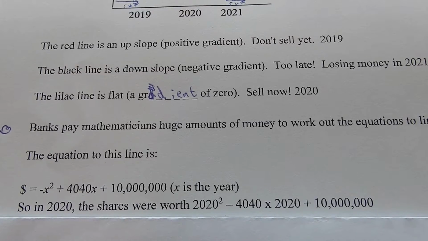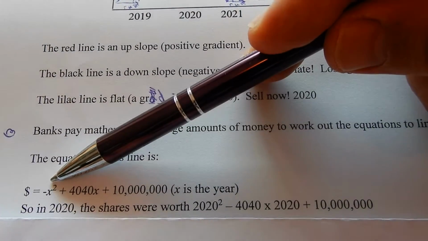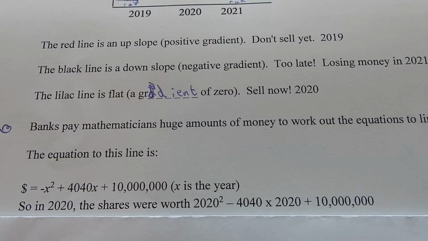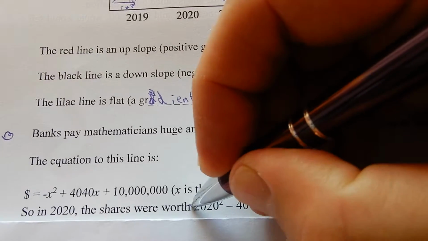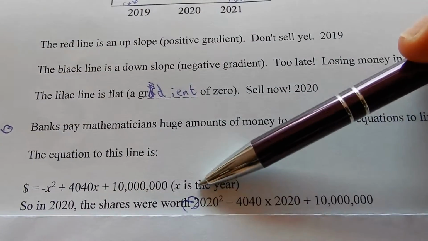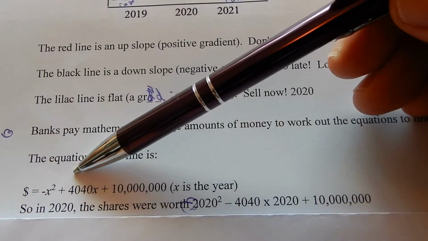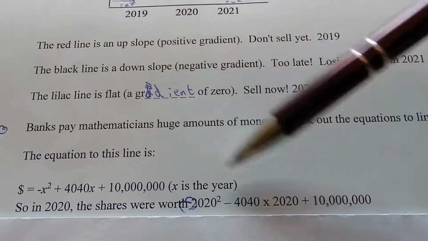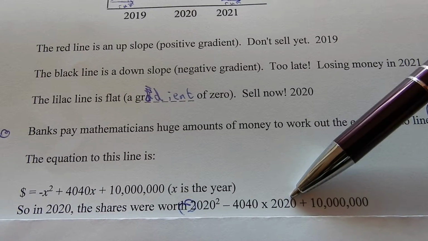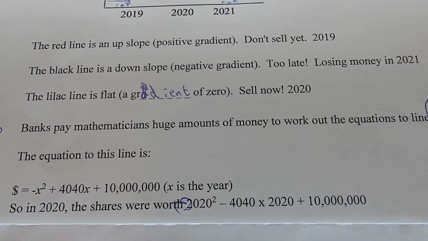So in 2020 the shares were worth minus x squared. Oh, there should be a minus there. Minus 2020 squared plus 4040 times 2020 in the year 2020 plus 10 million.